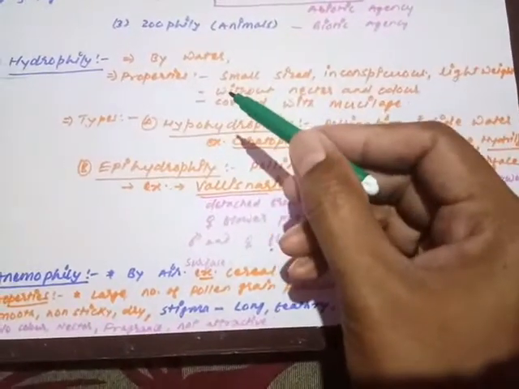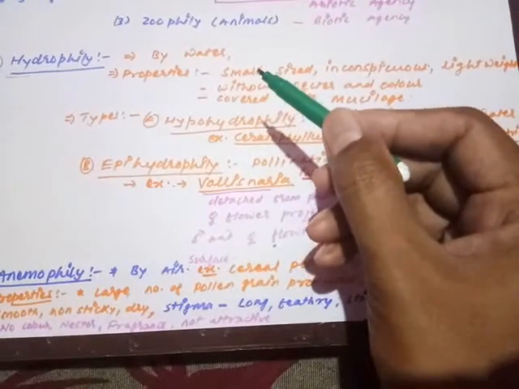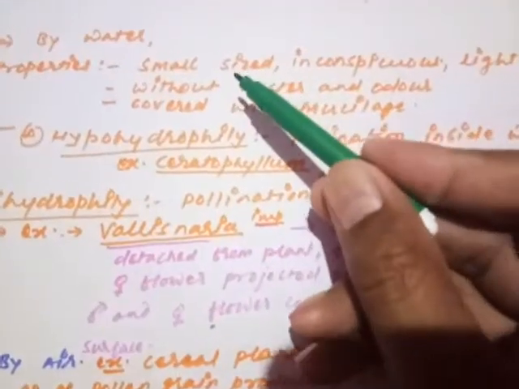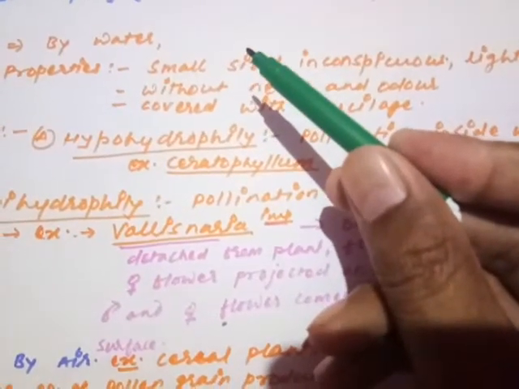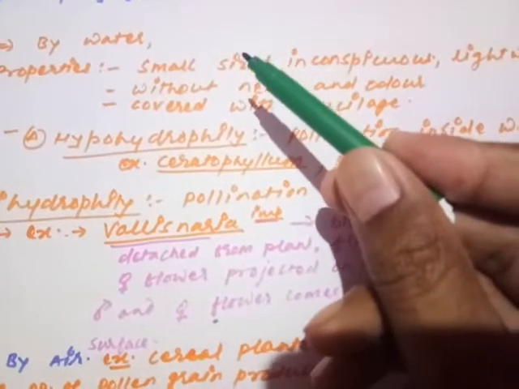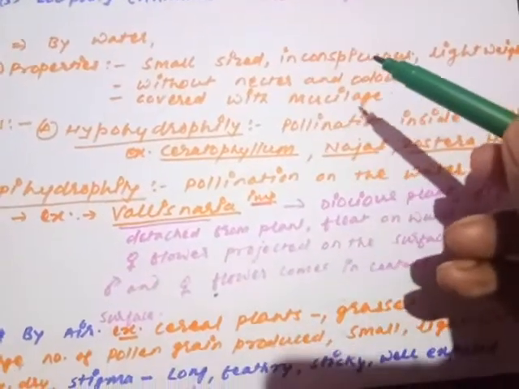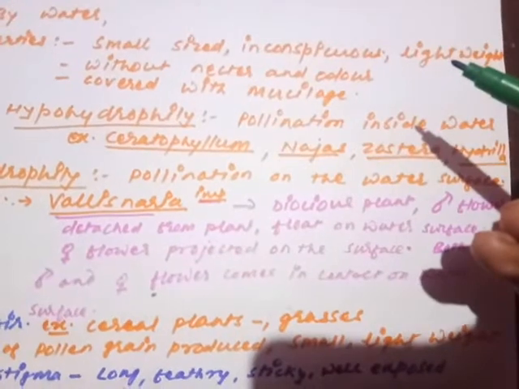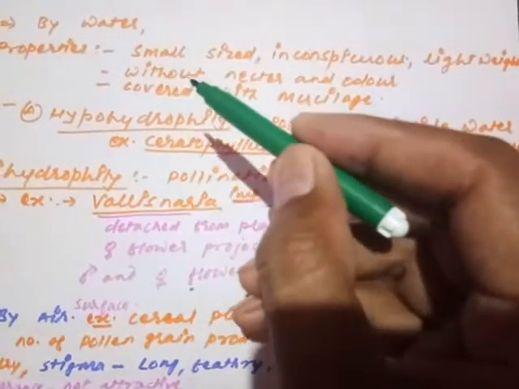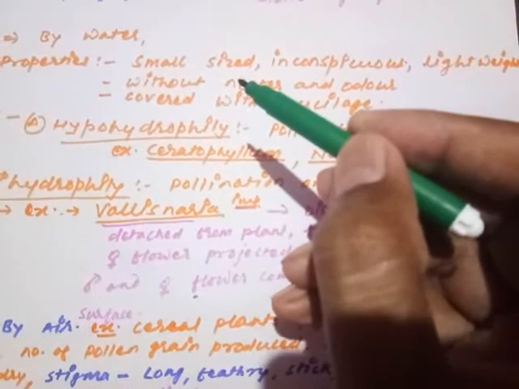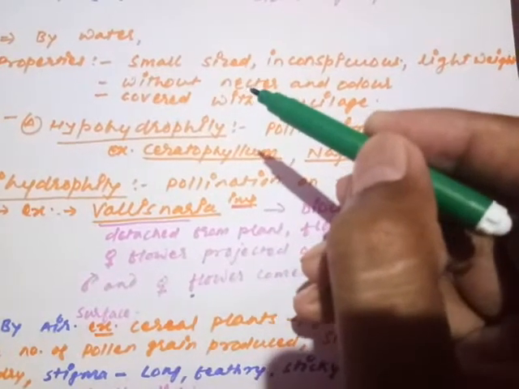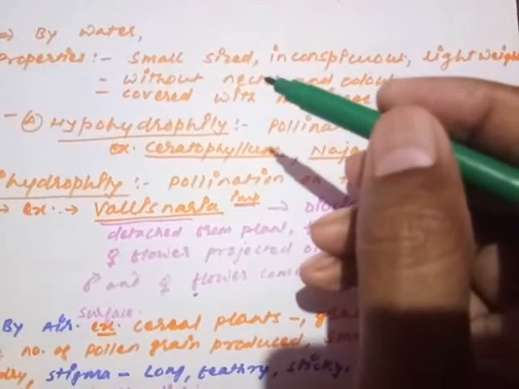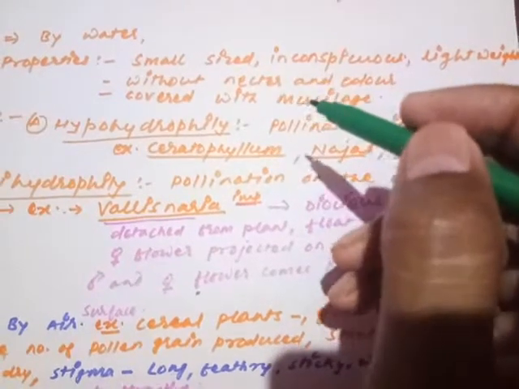So let's see the properties of flowers which are pollinated with the help of water. The flower is small sized, very small. Light weight is required, then only they can be moved with the help of water. Inconspicuous, very small, very light weighted, so they can easily move with the water current. Very important point: they are without nectar and odor. They do not have any specific nutrient material, that is nectar, and they do not have any specific smell, that is called odor.